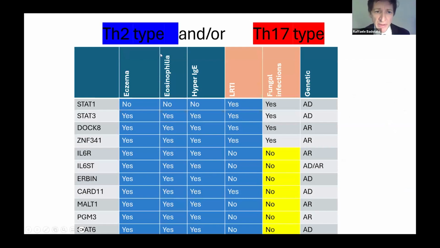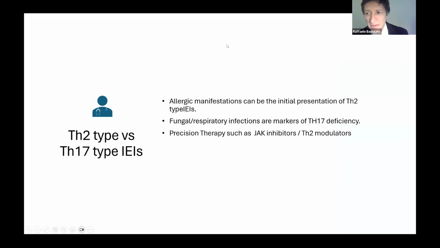We have the group of STAT signaling defects that are associated to candidiasis and bacterial infection. We could call them Th17 type. And then we have the other manifestations which are of the allergic type, which are Th2 type. And then we have a mixed type like Job syndrome, for example. And this is my last slide. Thank you for listening.